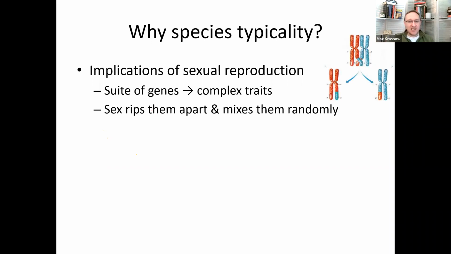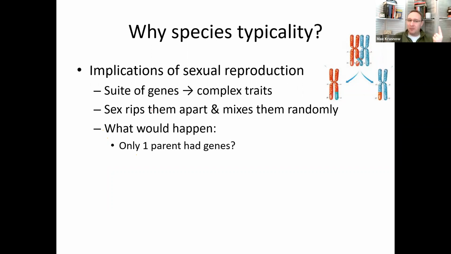Sexual reproduction takes those big sets of genes in the parent that they came from and worked together so well, and it rips them apart and mixes them together randomly with chunks of genes from the other parent. That's the process of meiosis. What would happen then if only one parent had that complex trait, and therefore only one parent had the genes needed to build that complex trait?